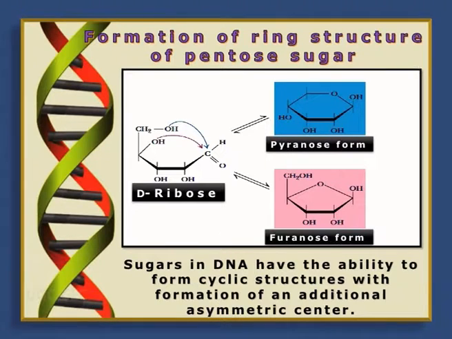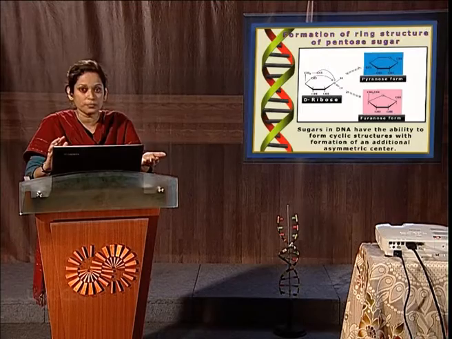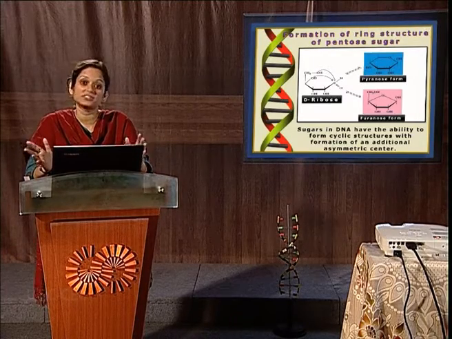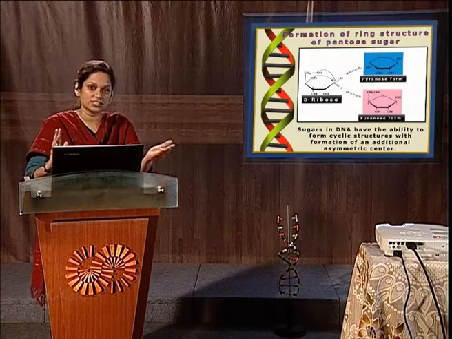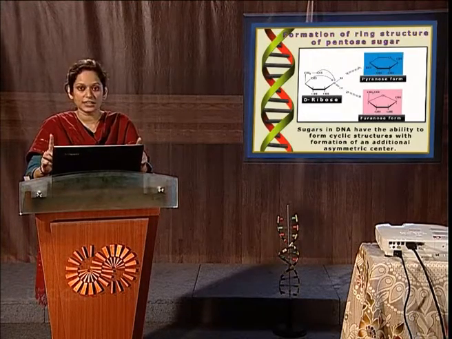Now why is this closed structure formed? This is due to the formation of hemiacetal, which occurs between the alcohol group and the aldehyde group present in the sugar. As a result, the chain converts from open linear to closed form, and the carbon atom containing the carbonyl oxygen becomes an asymmetric carbon and is known as the anomeric carbon.